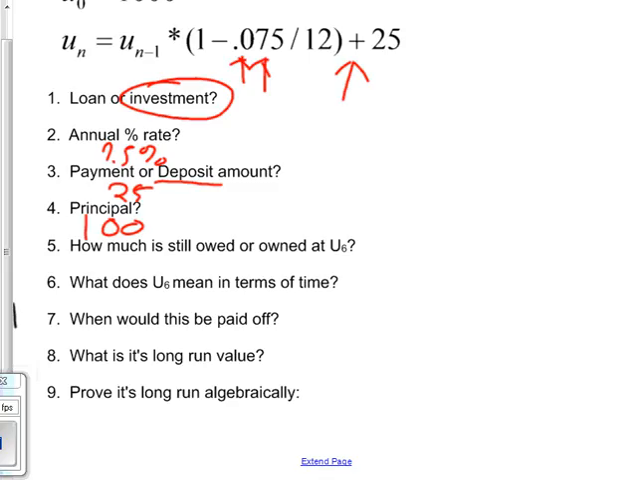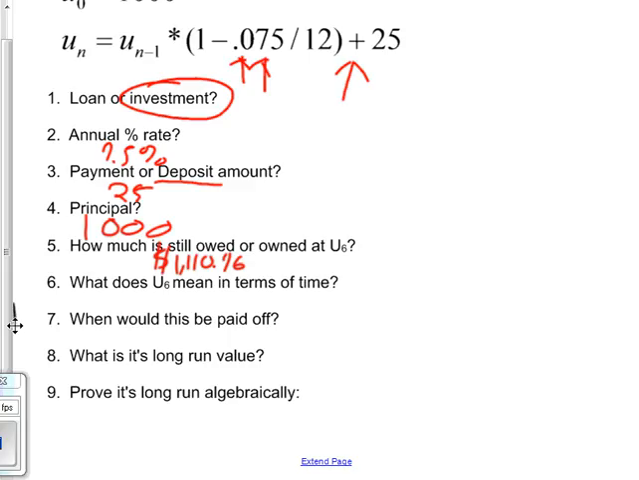How much is still owed at U of 6? What do we get for U of 6? 1,110.76. Okay, thank you. 1,110.76. Thank you. All right. What's that? Yes, I would. Thank you.